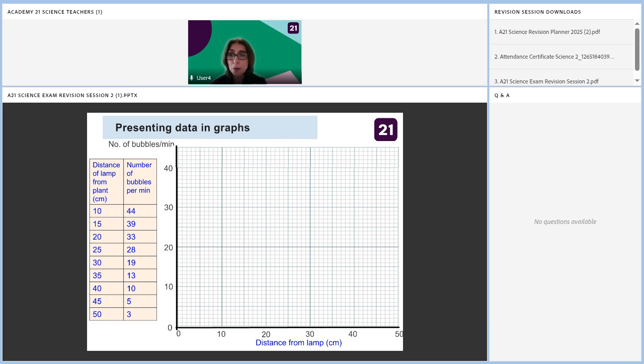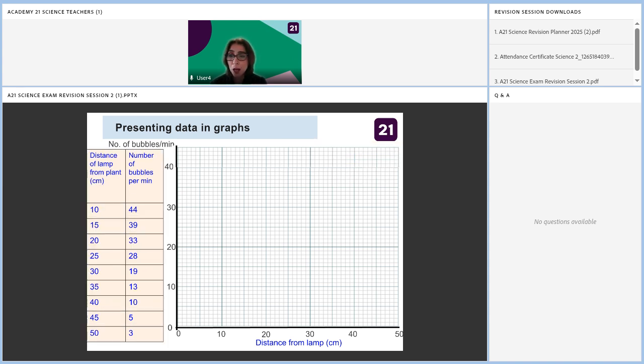Okay, so going to have a look at how that might be plotted now, and then look at any correlation between the distance of the lamp and the number of bubbles of oxygen gas that would be collected in this case. So going to plot some data on now. Here's one I prepared earlier. So here we go.